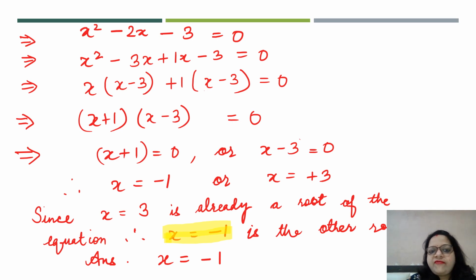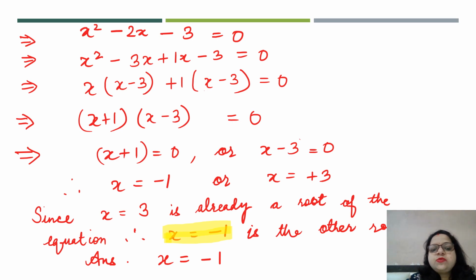Factorizing the equation on the left hand side, children. When we multiply we should get minus 3, and when we add we should get minus 2. So we take the factors as minus 3 and plus 1, which when we multiply we get minus 3, and when we add minus 3 plus 1 we get minus 2. Then taking x as common, x into x minus 3 plus 1 into x minus 3 is equal to 0. x plus 1 into x minus 3 is equal to 0, the zero product rule.